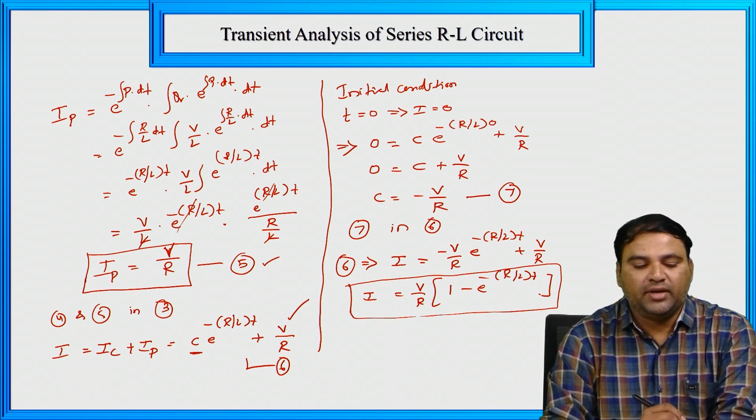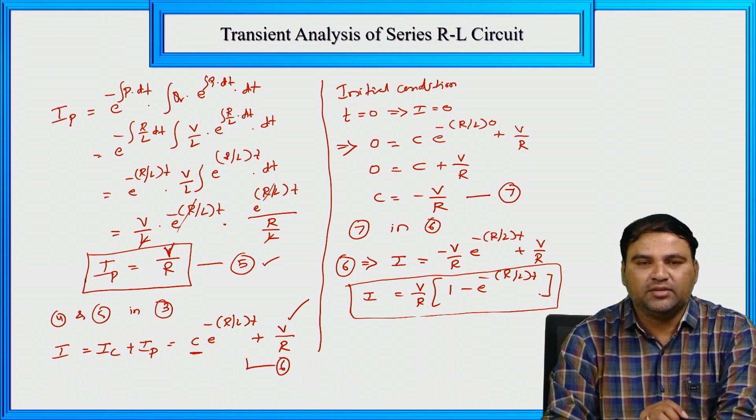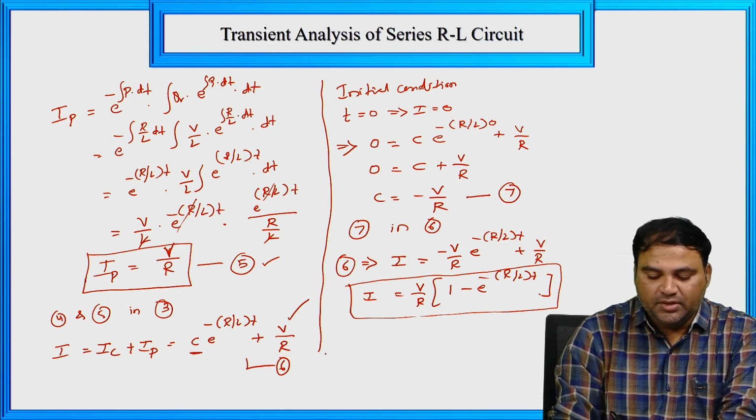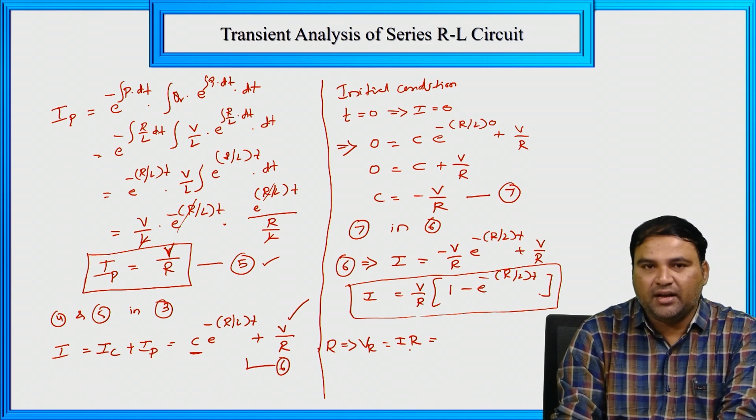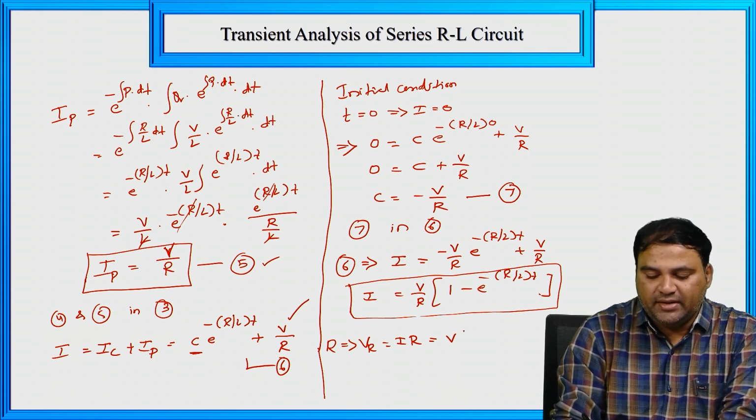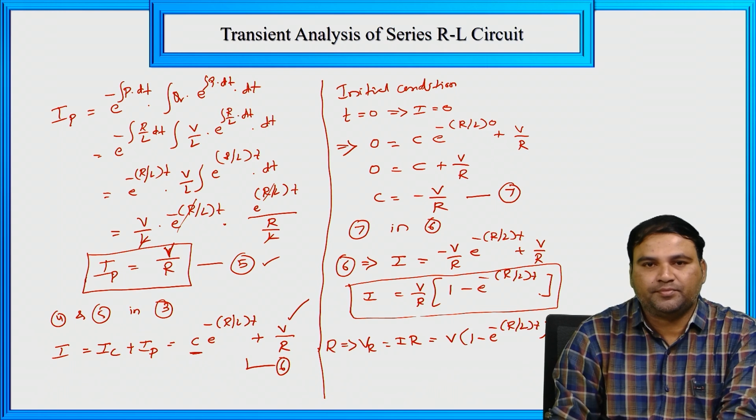So now we have to calculate the voltage drop across the resistor and the voltage drop across the inductor. The voltage drop across the resistor, that is VR, equals I into R. So substitute the I value in this equation, R gets cancelled. So we'll get the VR value as V into 1 minus e power minus R by L t.